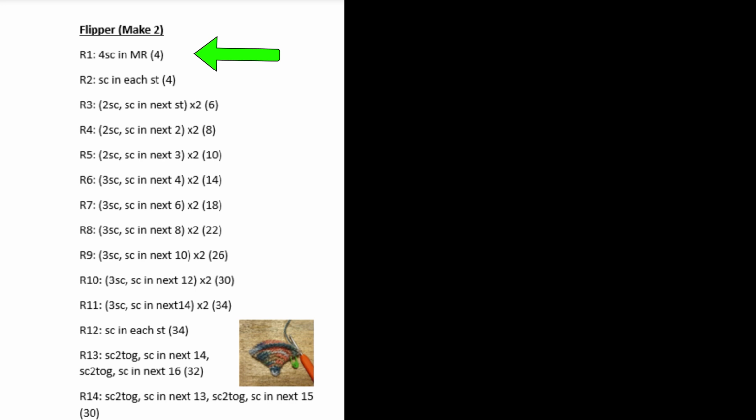So as you can see, for the first row we are putting 4 single crochets into a magic ring. The second row I have just single crocheted into each stitch, so we still have 4 single crochets. For the third row I'm going to increase my stitches. And you might find that INC is used in place of this, but I choose to use 2SC, which is basically 2 single crochets which is going to go into one stitch.